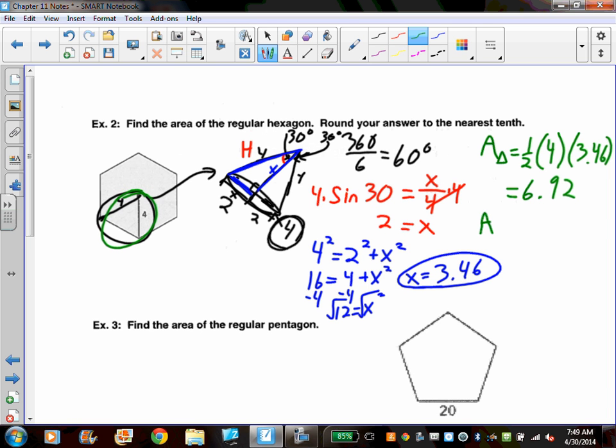So if we want the area of the hexagon altogether, we're just going to take what we just got and multiply by 6. So you should find that it has about an area of 41.52. I'll throw the units squared on here because it's a good habit to get into.